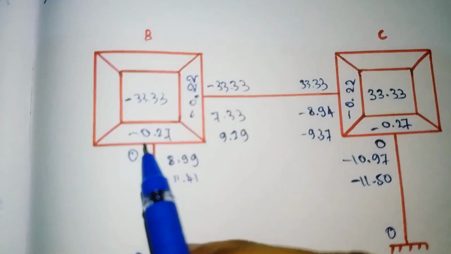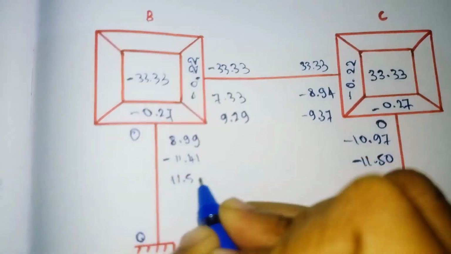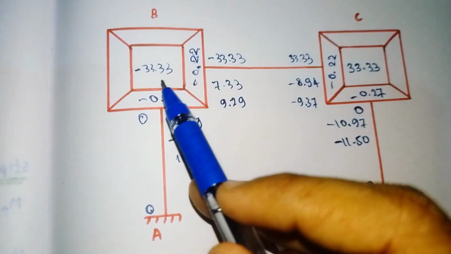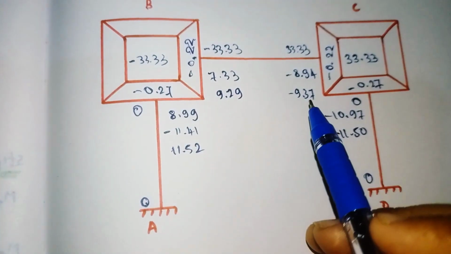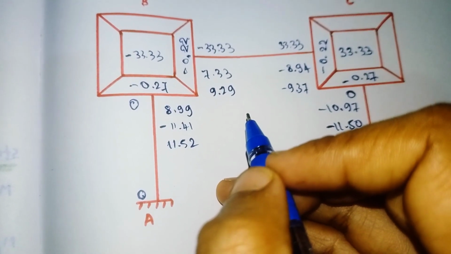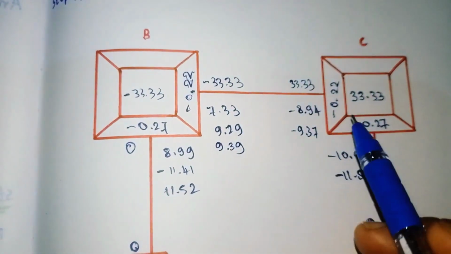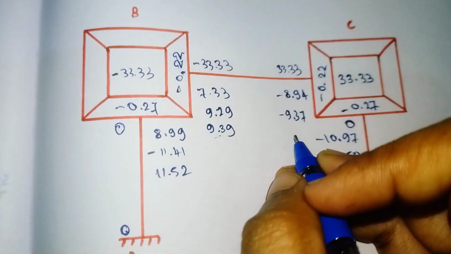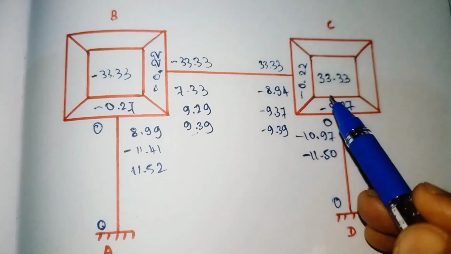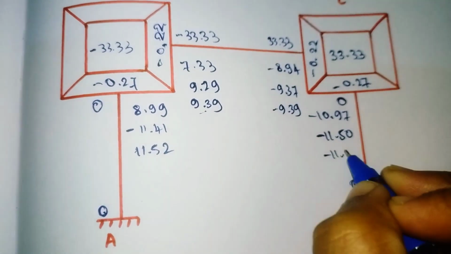Again for the third iteration, this into this plus this one, it will come out as 11.52. Again for BC, this into this plus this one, it will come out as 9.39. Again for CB, this into this plus this, it will come out as minus 9.39. For CD, this into this plus this one, it will come out as minus 11.53.